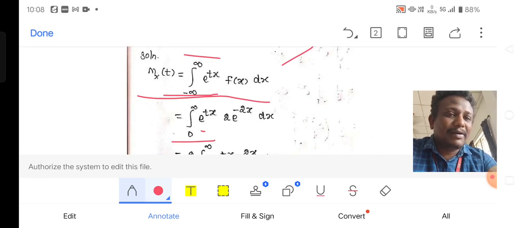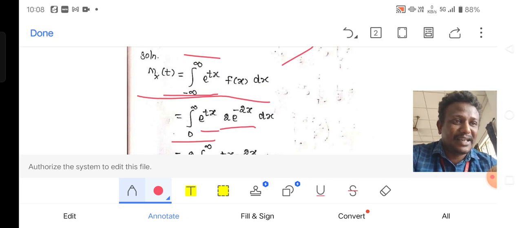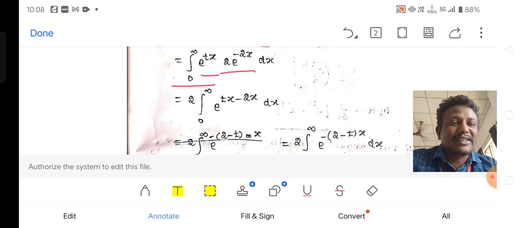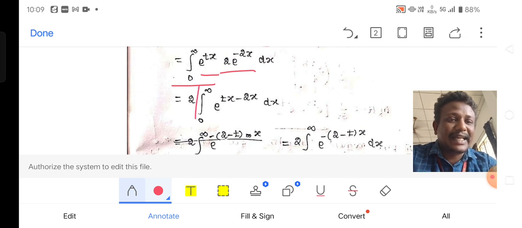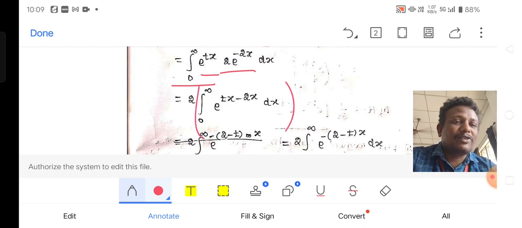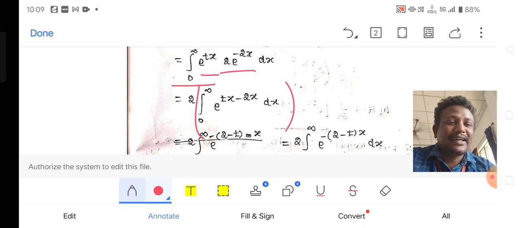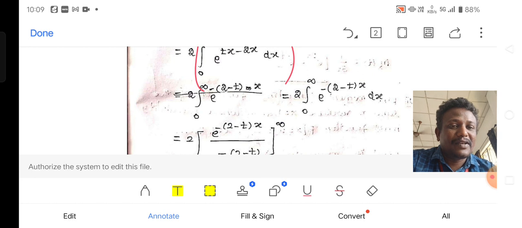Now write e power tx as it is given in the formula. Now write f of x which is given in the question. So it is 2 times e power minus 2x into dx. Okay, now we are going to start simplifying this problem. First, 2 is a constant that can be kept outside of the integration. Only this remaining part is going to be integrated. Let us see how to integrate.